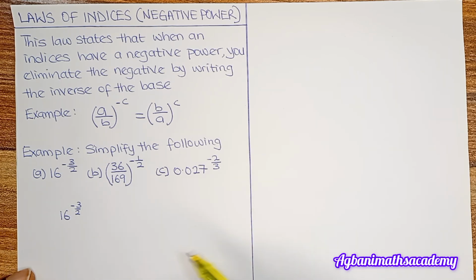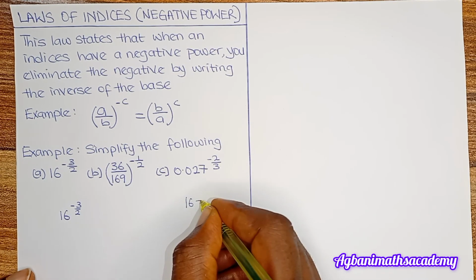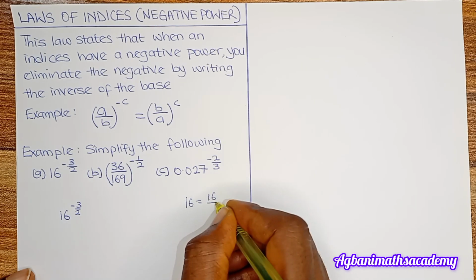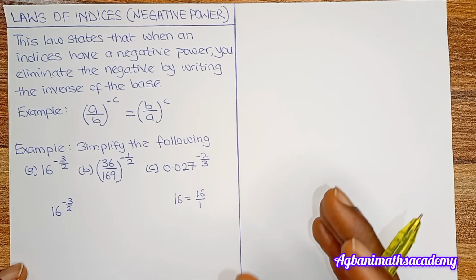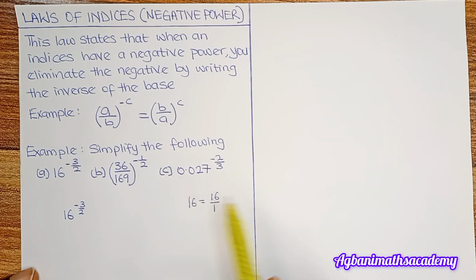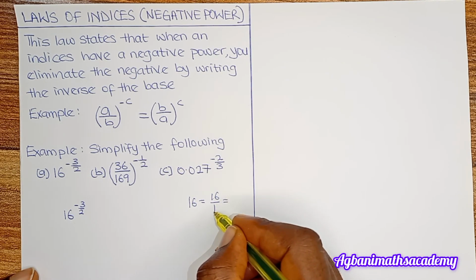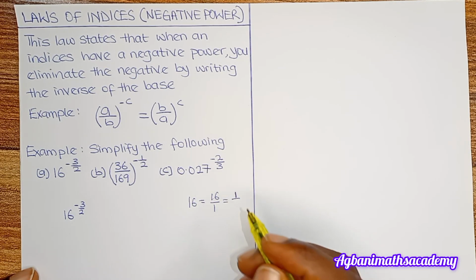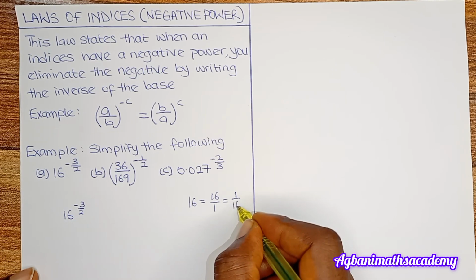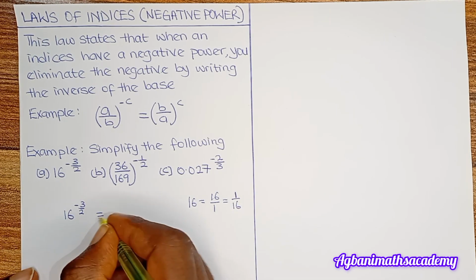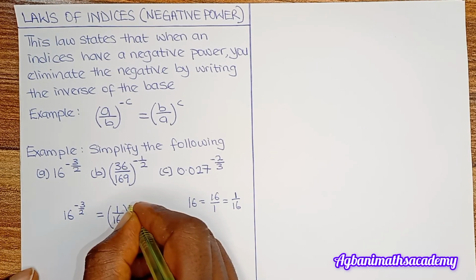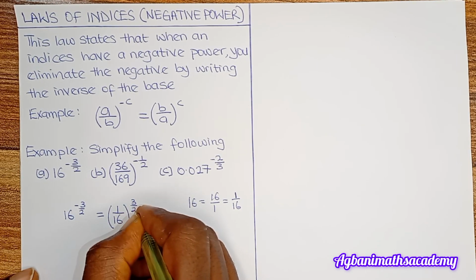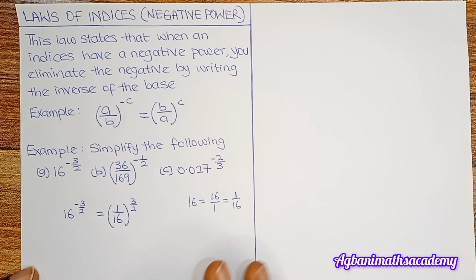The answer is yes. 16 is the same thing as 16 all over 1. This means that every whole number has an invisible denominator. So following this principle, all we need to do is make the denominator, which is 1, to become the numerator, and the numerator, which is 16, to become the denominator. So this will be 1 all over 16 to the power of 3 all over 2. So once we've done that, we have eliminated the negative.